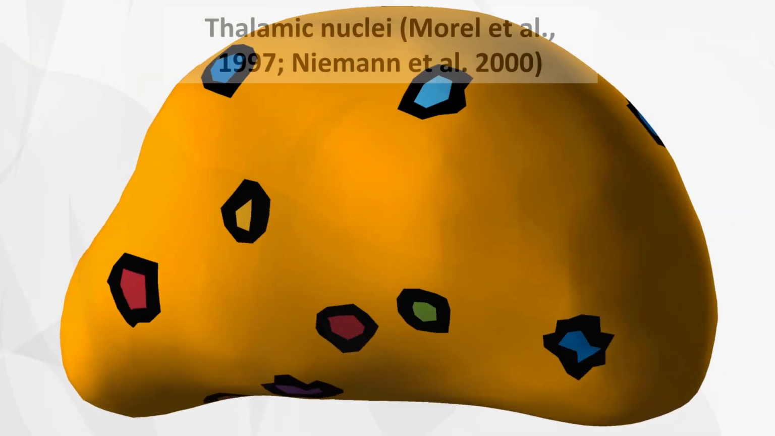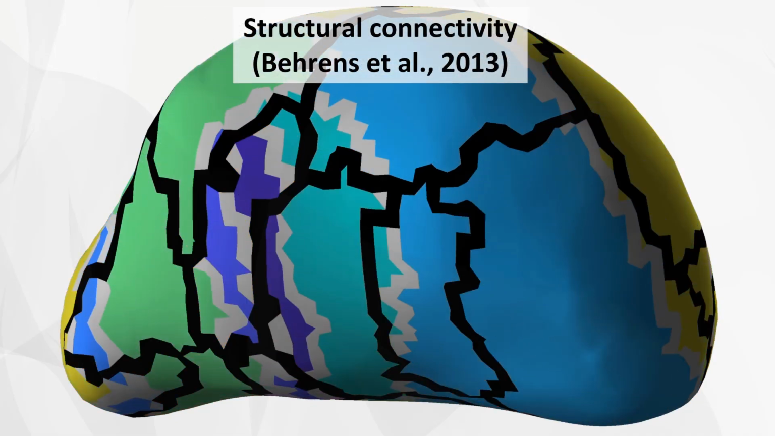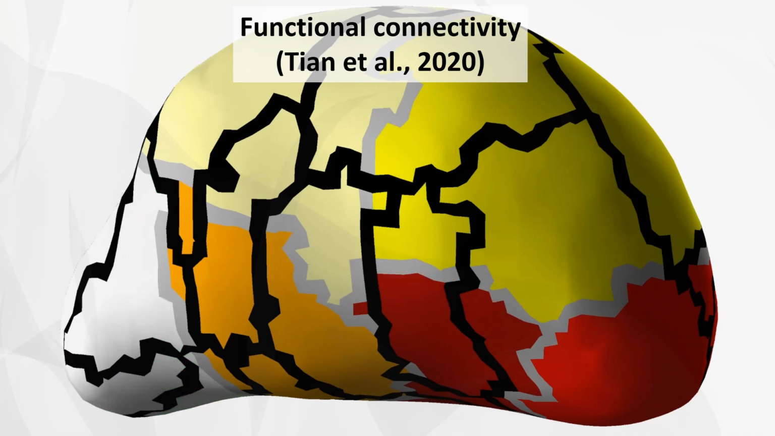Investigations of thalamic organization often focus on its nuclei. These approximately 30 areas are associated with distinct cytoarchitectural and connectivity features. However, different nuclei can have the same patterns of cortical connectivity. This is most easily observed when looking at how parts of the thalamus are clustered by structural or functional connectivity. You can see here that these clusters do not align with the boundaries of the nuclei.